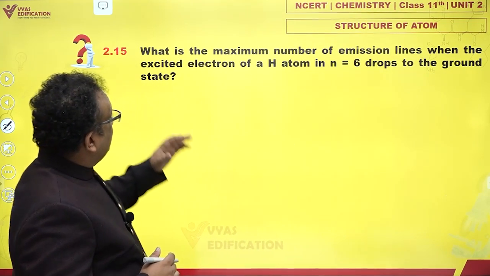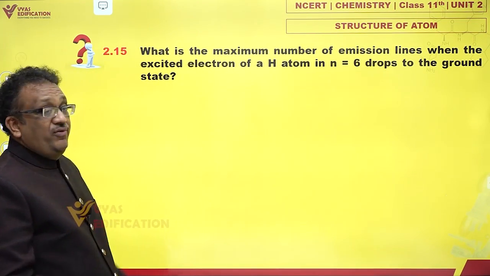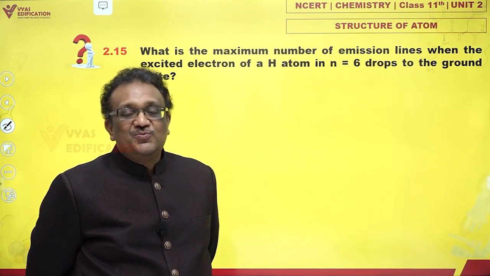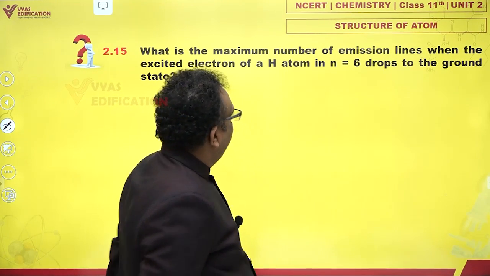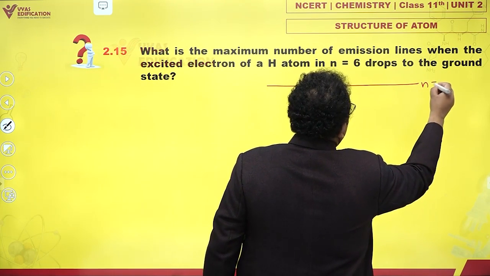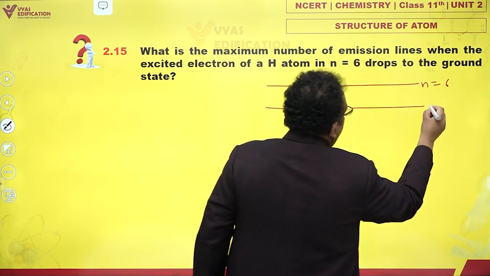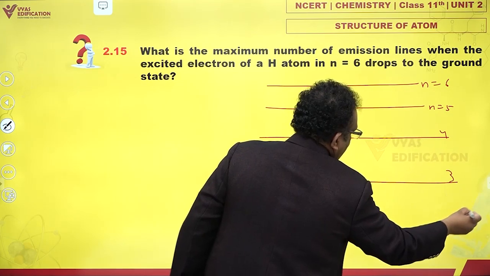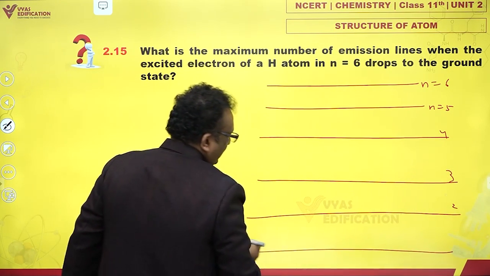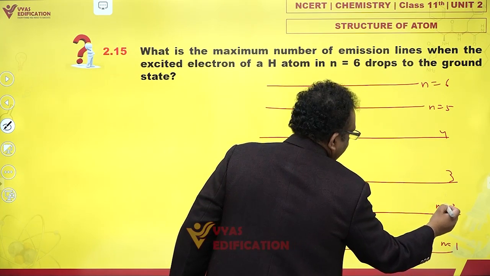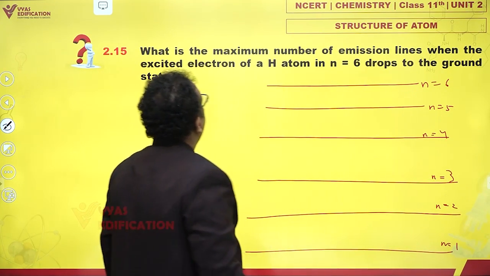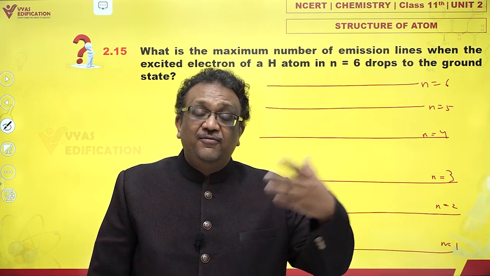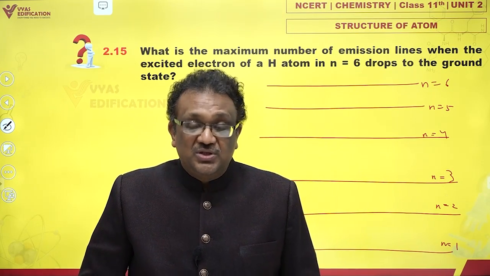What is the maximum number of emission lines when the excited electron of a hydrogen atom in n is equal to 6 drops to the ground state? This becomes interesting. What does it mean? See, all they're saying is some electrons are present in n is equal to 6. From 6, I have 5, 4, 3, 2 and 1. The maximum number of emission lines means how many different frequencies or wavelengths can be observed.